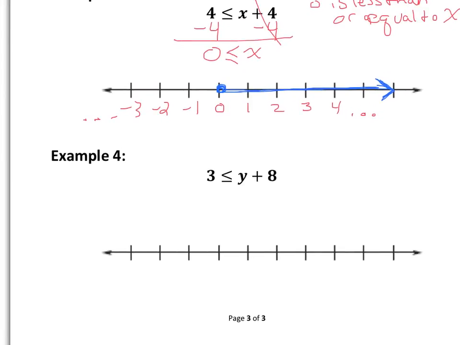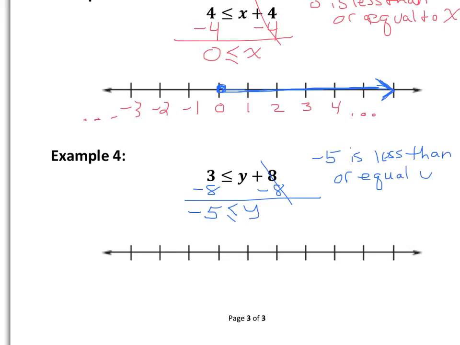And we have one final example. Go directly to the unknown. Look what's around it. We're adding 8. We're going to subtract 8 from both sides. Opposites reduce out to 0, greater than or equal to 3 minus 8 is negative 5. All right, so in English, this says negative 5 is less than or equal to y.